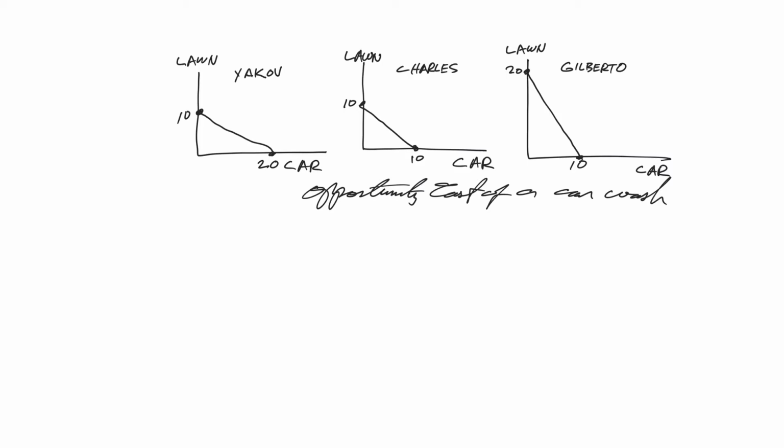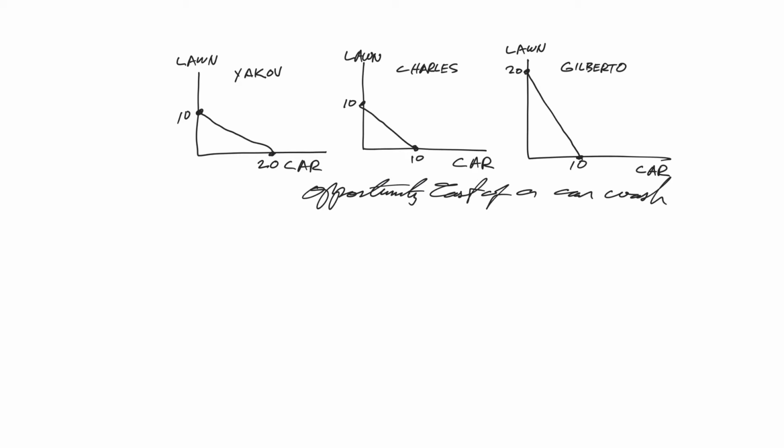Well, the first part was getting kind of long. We're still in the same problem with Yakov and Charles and Gilberto and the production possibilities curve. This is each of their production possibilities curve from part one. So we're continuing on with the same problem.